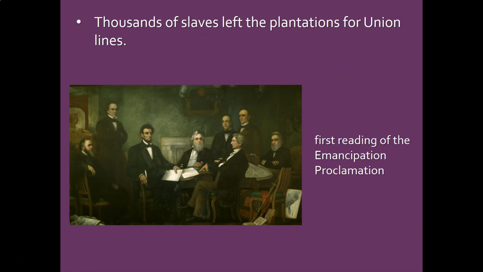However, once word spreads of this proclamation, and it's going to spread like wildfire, thousands of slaves all across the South are going to simply leave. They're going to emancipate themselves by getting off the plantation and finding their way to Union lines. So as the Union Army would start passing through an area, they would run to the Union Army and say, I used to be a slave and I'm free now. This is my freedom.